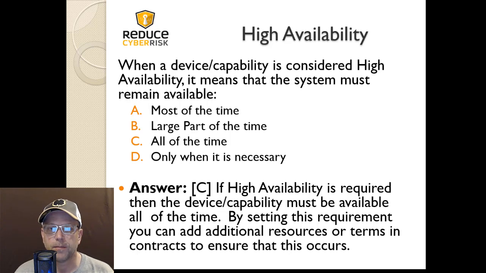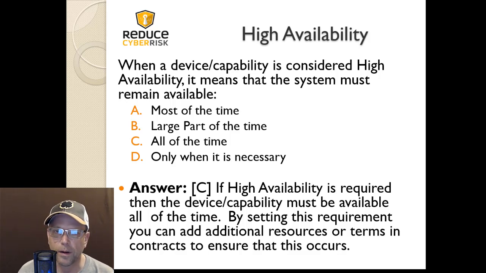Okay, and the next question, when a device or capability is considered high availability, it means that the system must remain available. Okay, that makes sense, but how long should it remain available? Well, A is most of the time. B, a large part of the time. That's a significant part, but it's probably more than most of the time. Or maybe it's less than that. C, all of the time. Or D, only when necessary.